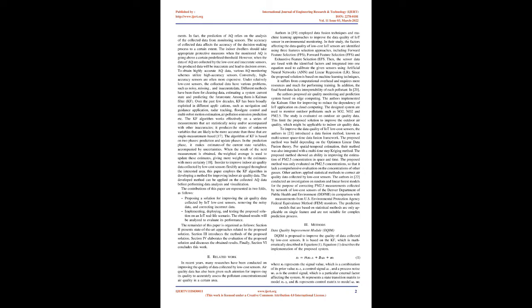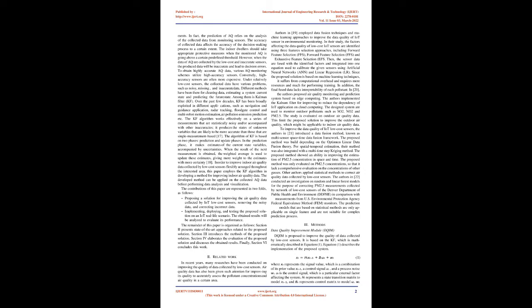The algorithm of KF is based on two phases, prediction and update phases. In the prediction phase, it makes estimates of the current state variables, accompanied by uncertainties. When the result of the next measurement is obtained, the weighted average is used to update these estimates, giving more weight to the estimates with more certainty.